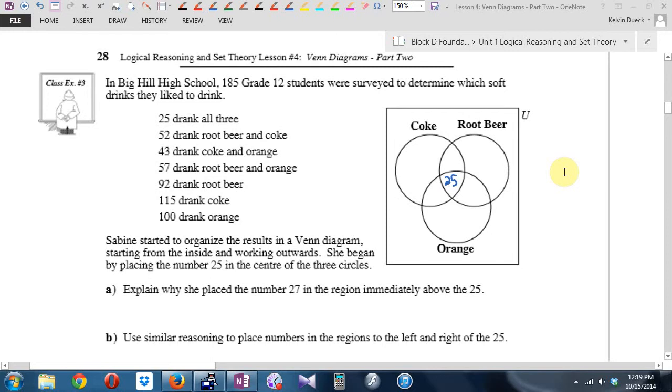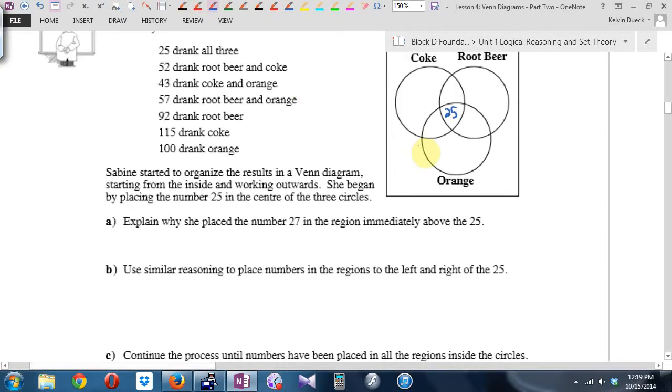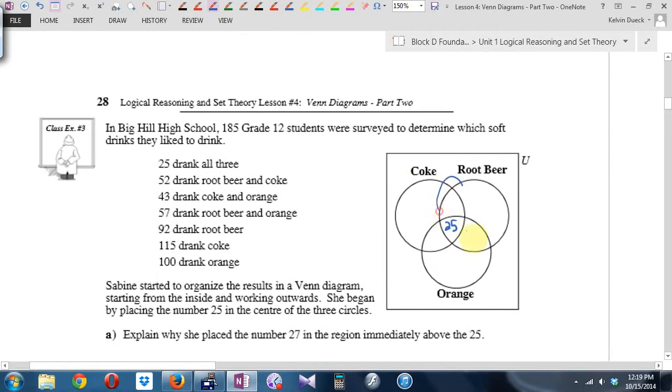Okay, 52 drank root beer and Coke. Now, don't write this down just yet. 52 drinking root beer and Coke would be that group right there. Does that mean I'm going to put a 52 right here? No, because now I'm saying that 77 drank root beer and Coke. So, how many am I going to put right here? Whatever 52 minus 25 is, 27? Okay.